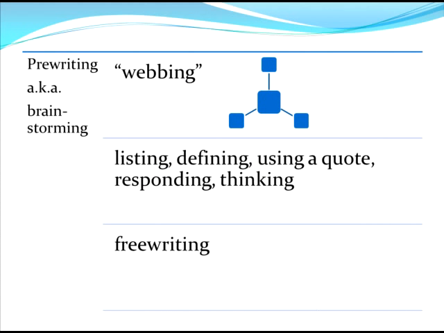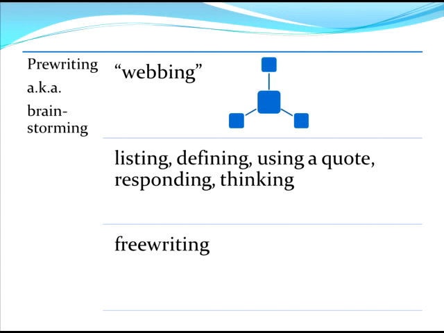Pre-writing or brainstorming can be facilitated with certain strategies or techniques. Some of the most common are webbing, listing, defining, using a quote, responding, thinking, or free-writing. Webbing is often called clustering, mapping, or mind mapping, but it's all the same basic idea. You place your topic in the middle of a page and then come up with ideas that branch off it, creating a web or map as seen in this slide.